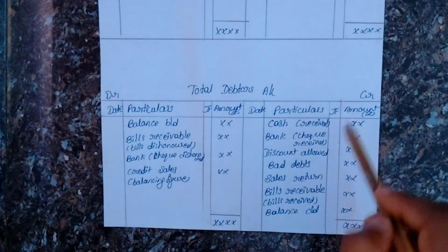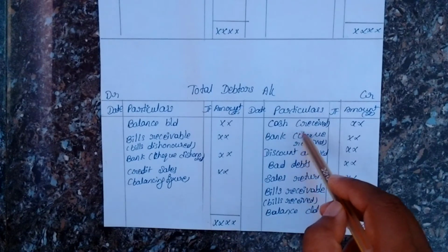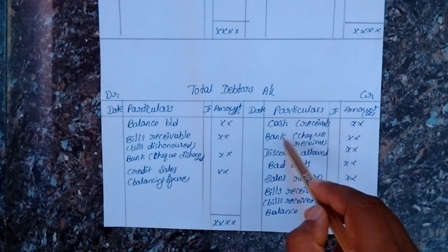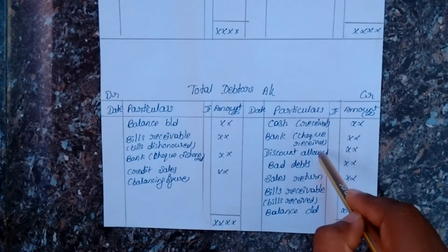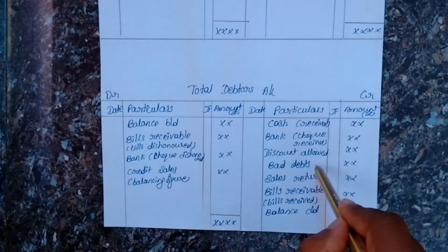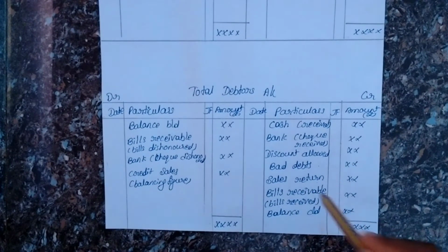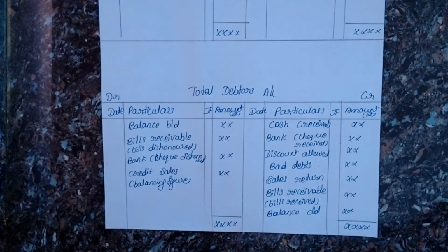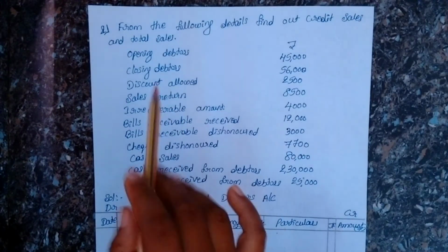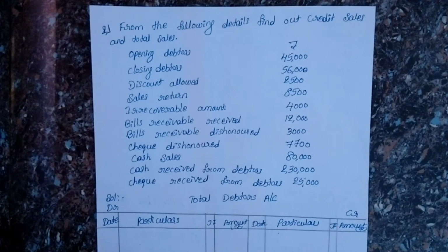Next, in the credit side, cash received. Next, bank, if the check is received. Next, discount allowed. Discount received in case of total creditors, discount allowed in case of total debtors. Next, bad debts, sales return, bills receivable if the bills are received. Next one is balance carried down, that is total debtors account at the end, closing debtors amount. Now we'll solve the problems related to this total debtors account.